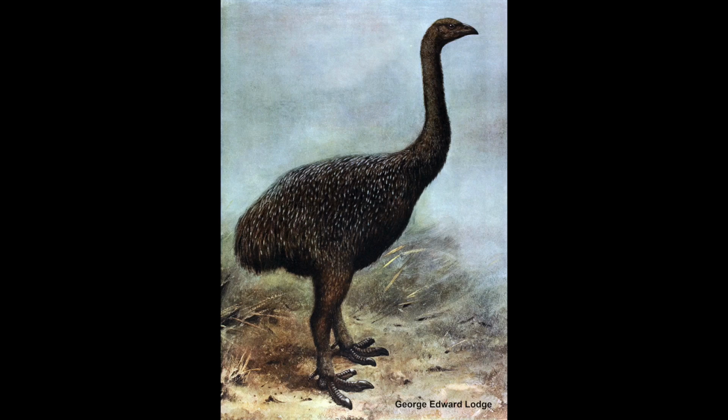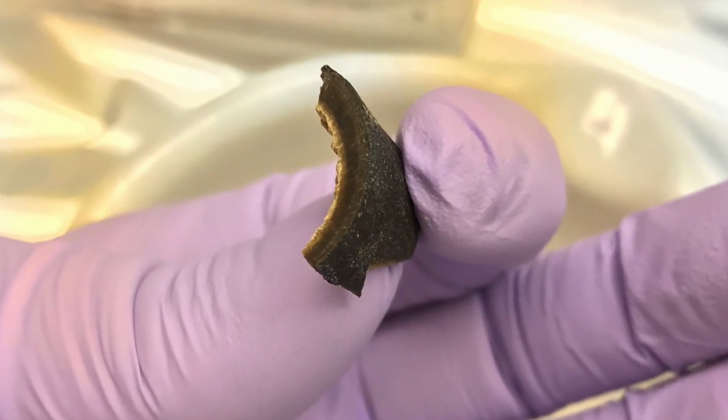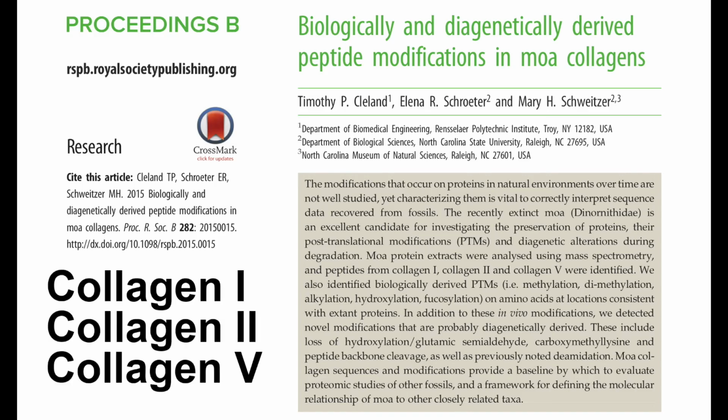Even though these fossils were only 1,000 years old, they were very dark with humic substances. Previous analysis of these fossils had shown they contained collagen 1, 2, and 5. So I knew these fossils had both a ton of humics and some preserved proteins. So I knew it would be perfect for testing my workflow to see if I could remove one without losing the other.